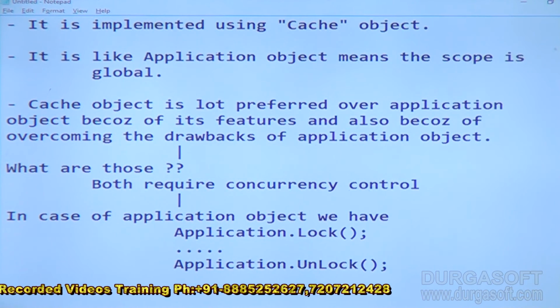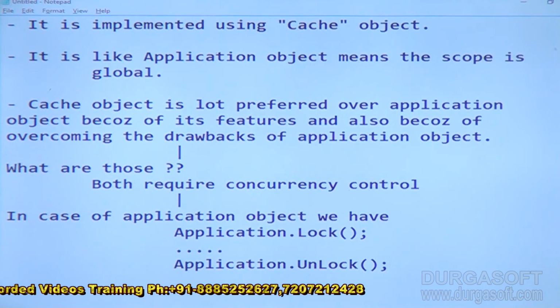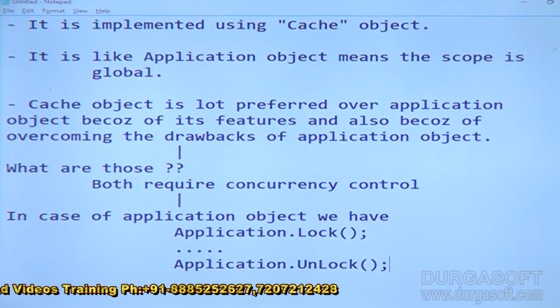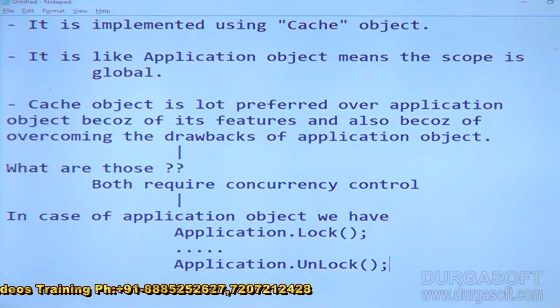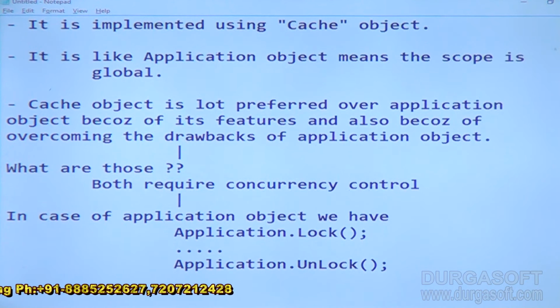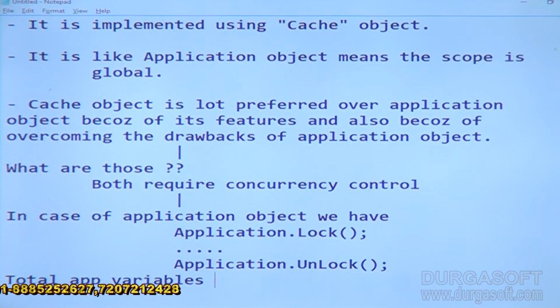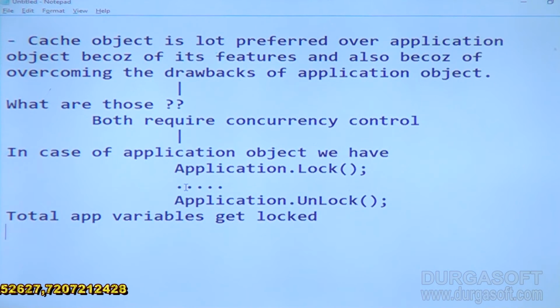There is a problem in my sentence, did you notice? What is the problem? I want only the first variable, but there are 5 in total. Total application variables get locked. These are very big issues. From ASP onwards we have the application object, and it continued as a drawback.